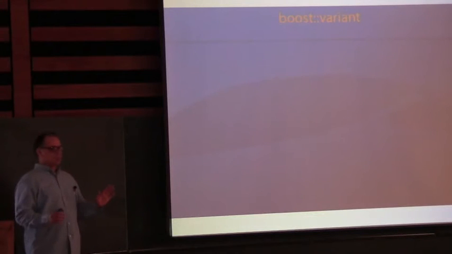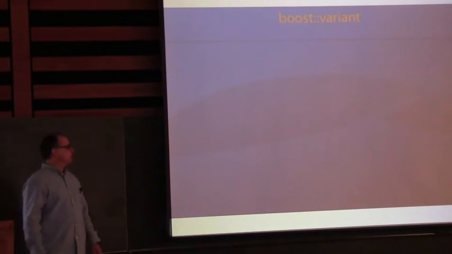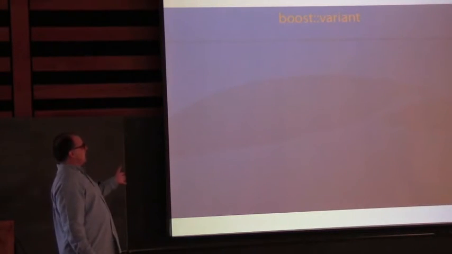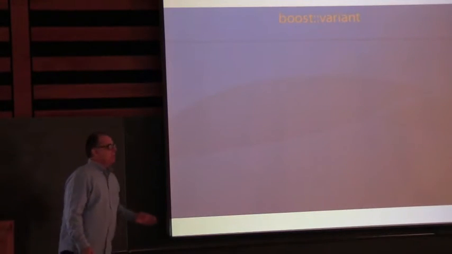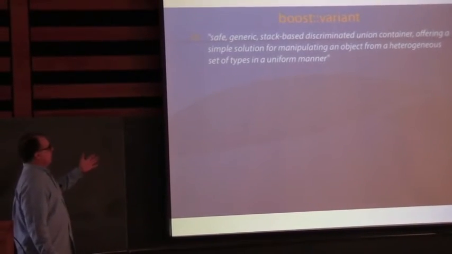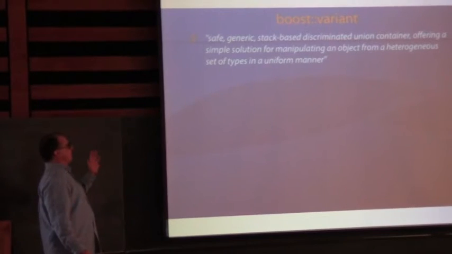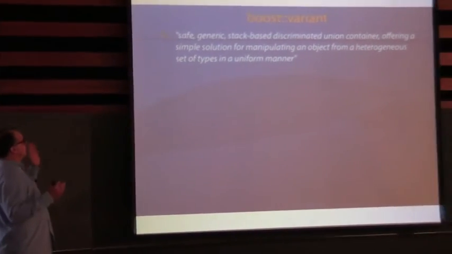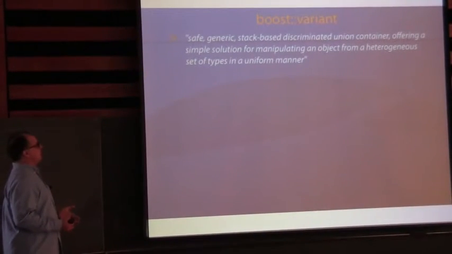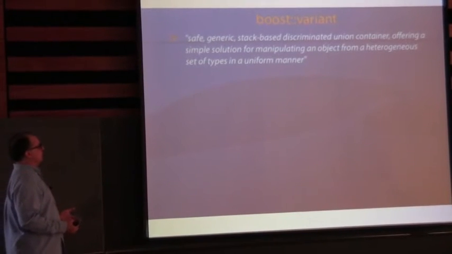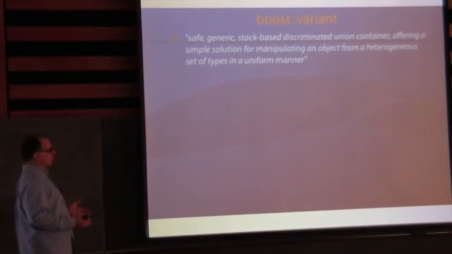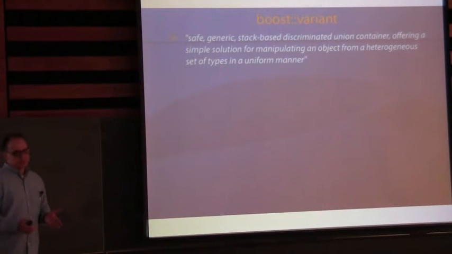So everybody good? Any more questions on any? Good. The next candidate is the boost variant. Here's what the authors say about the boost variant. It's a safe, generic, stack-based, discriminated union container offering a simple solution for manipulating an object from a heterogeneous set of types in a uniform manner.